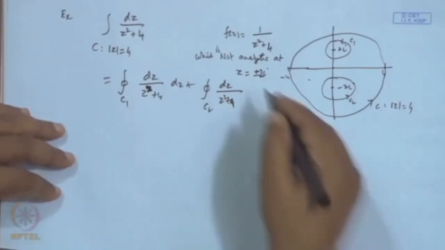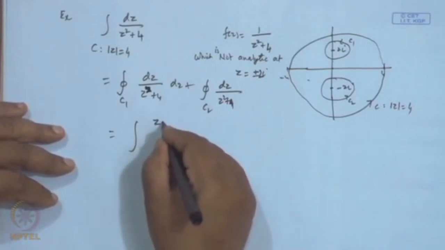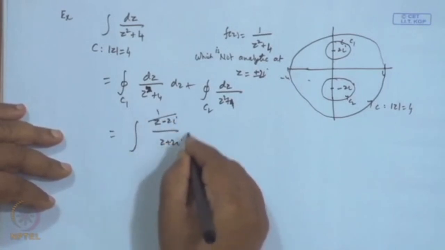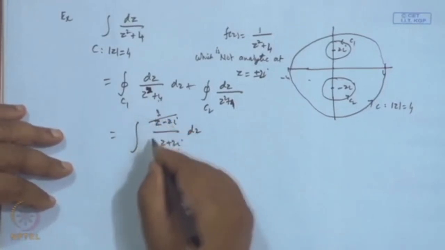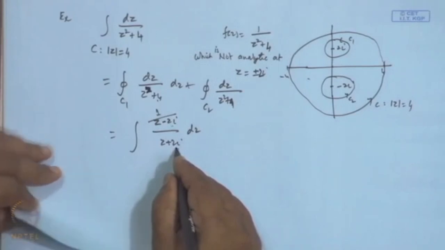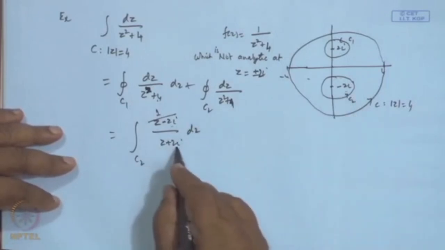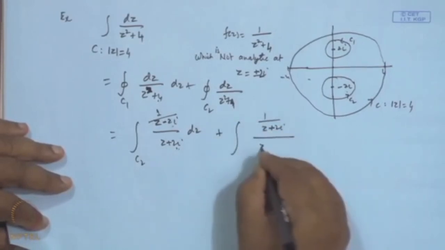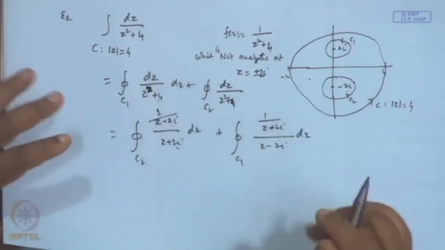Okay. Now, C 1 encloses the point 2 I. If we break up z square plus 4 as z plus 2i and z minus 2i, then consider f z as 1 upon z plus 2i, and z minus z naught is z minus 2i. Similarly, C 2 encloses minus 2i, so at z equal to minus 2i it is analytic, and for C 1 you can write 1 over z plus 2i, over z minus 2i along the path C 1. So, if we write it this way, then what happens?